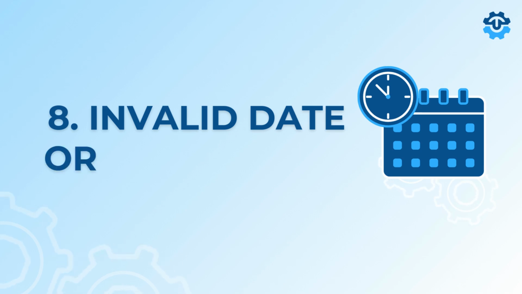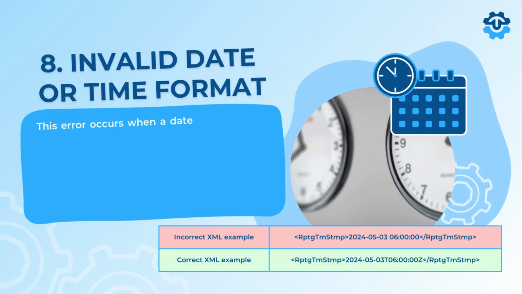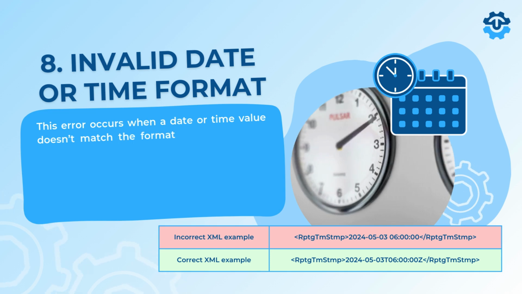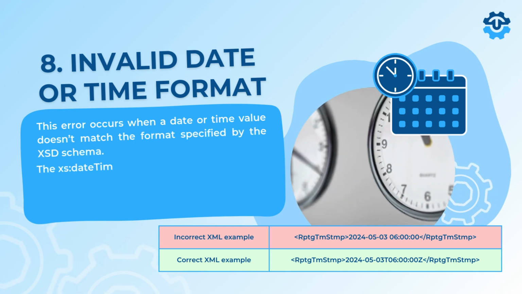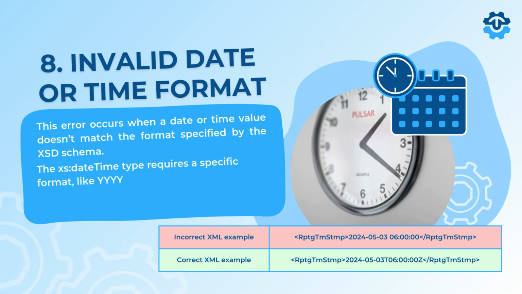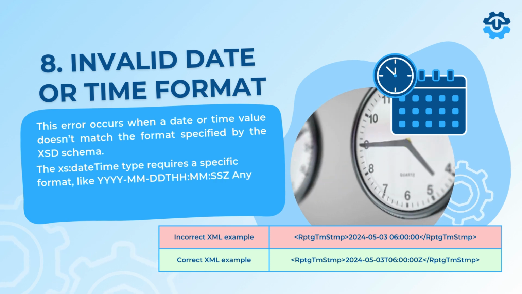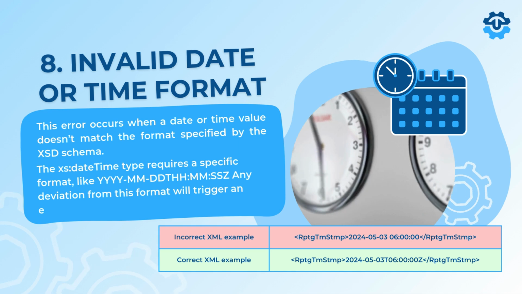Error 8. Invalid date or time format. This error occurs when a date or time value doesn't match the format specified by the XSD schema. The xs:dateTime type requires a specific format, like year, month, day, hours, minutes, and seconds. Any deviation from this format will trigger an error.